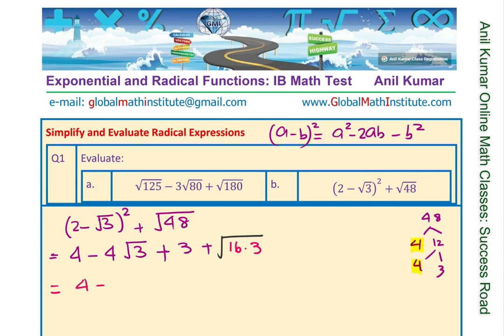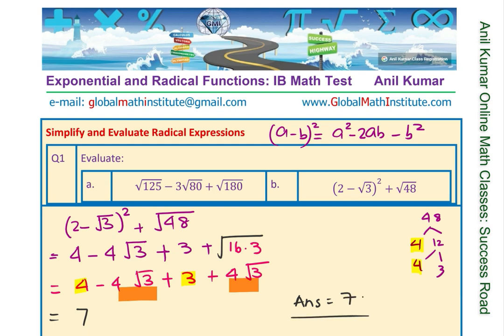So we have 4 minus 4 square root 3 plus 3, and the square root of 48 gives us another 4 square root 3 here. Now we can combine the like terms, the numbers on one side and the radicals on the other. 4 plus 3 is 7, and minus 4 square root 3 plus 4 square root 3 is 0. So we get 7 as our answer. That is how we are going to simplify.